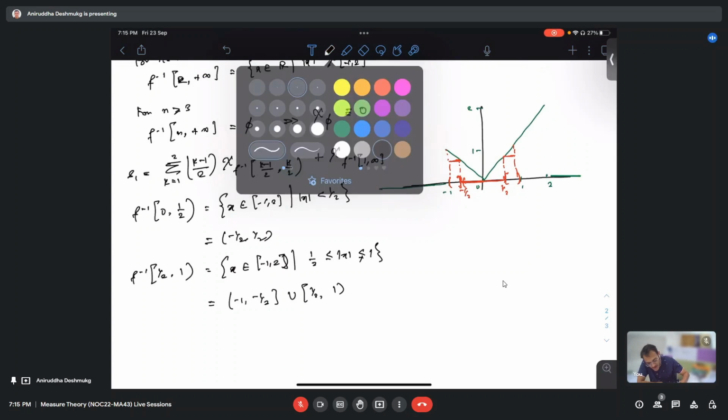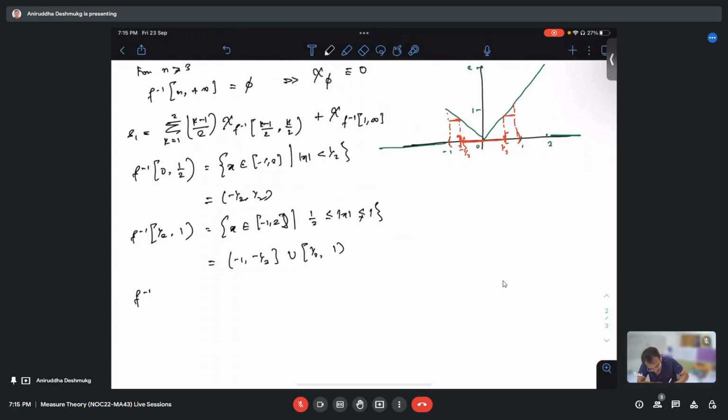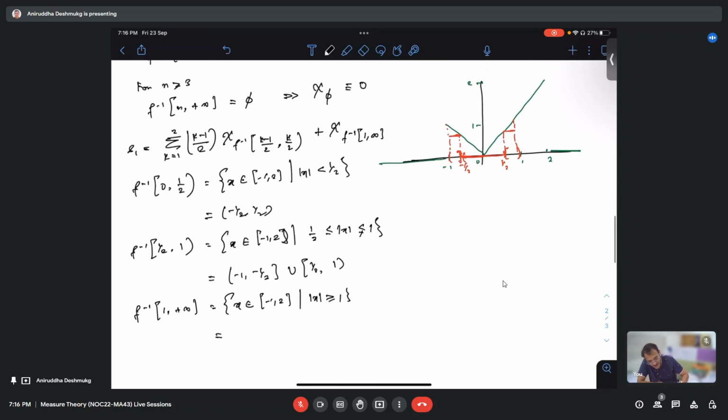It is from f inverse of 1 to plus infinity. It is the collection of all elements in [minus 1, 2] such that mod x is bigger than or equal to 1. Or what is the same, notice that either it is minus 1, in which case mod x is equal to 1, or it is in the closed interval 1 to 2. So it is minus 1 union [1, 2], that means either this point or this interval. So this is our S1.